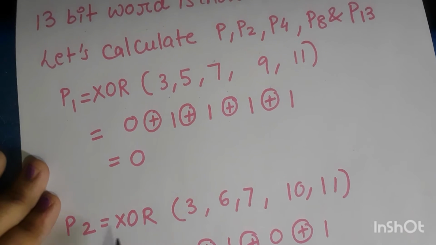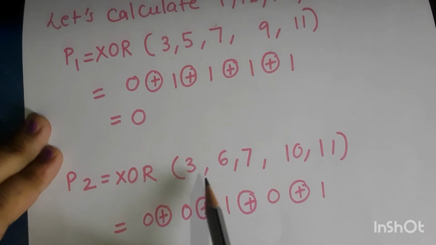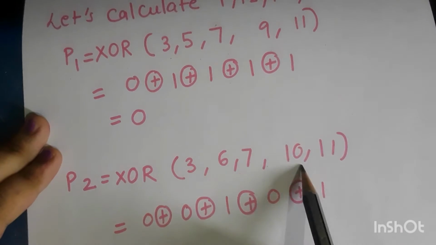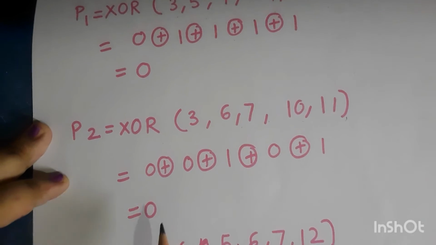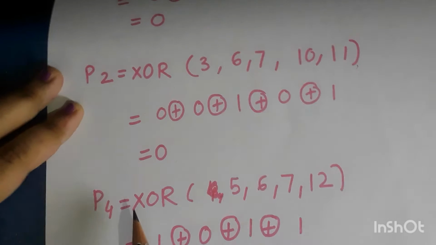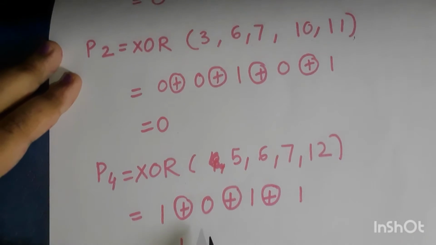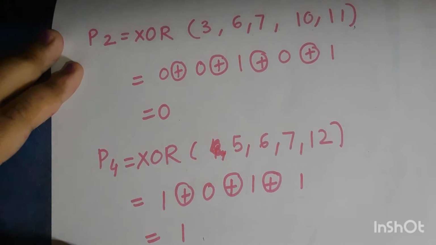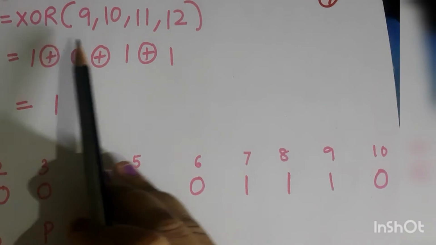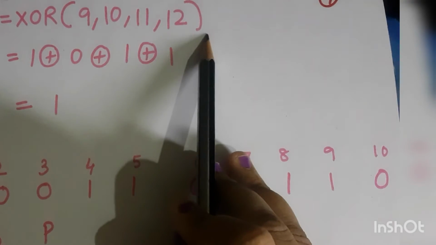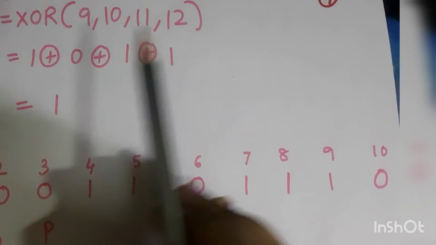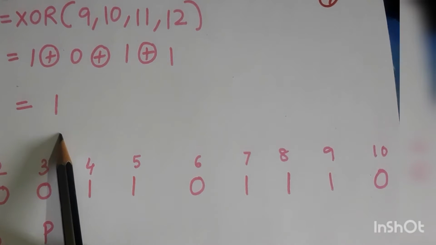Now P2 is equal to XOR of 3, 6, 7, 10, 11. That is also coming as 0. P4 is the XOR of 5, 6, 7, 12, coming as 1. P8 is the XOR of 9, 10, 11, 12 bits. So the value is coming as 1. So we evaluated P1, P2, P4 and P8.